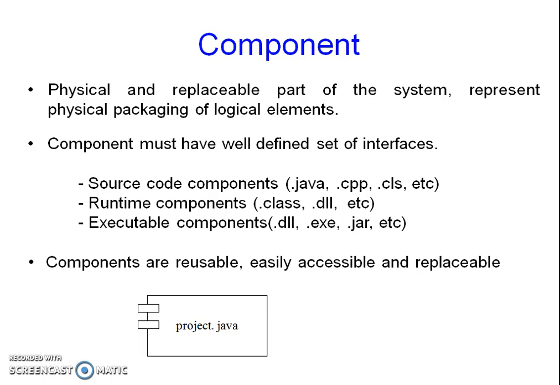So we form components that are reusable, extensible and replaceable in nature. For example, project.java is a source code component.